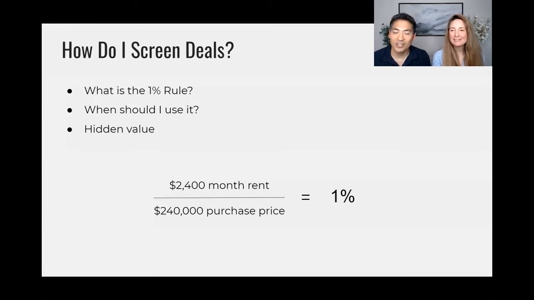Yeah, so the calculation is you take your monthly rent, and in this example, it's $2,400 of monthly rent, and then you divide it by the purchase price. In this case, if you have a purchase price of $240,000, then it would be a 1% deal. Now, if the monthly rent is higher, then you're going to be above 1%. If the monthly rent is lower, then you're going to be below 1%.